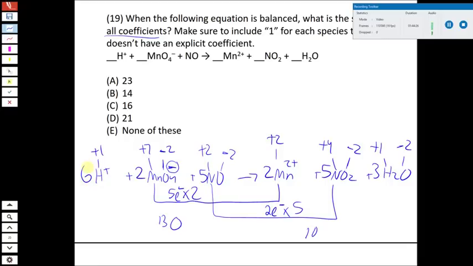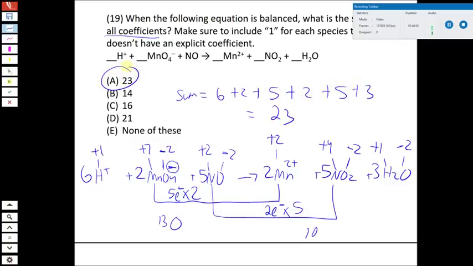We do oxygen first to make sure that the number of oxygens is the same on each side. We do water first, and once we add water, that's going to dictate how many H pluses we add to the other side, okay? So that's the final one, and then the sum of the coefficients is going to be 6 plus 2 plus 5 plus 2 plus 5 plus 3, which is equal to 23, okay? 8, 5 is 13, 15, 20, 23.